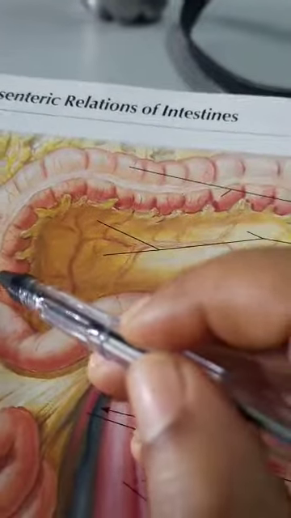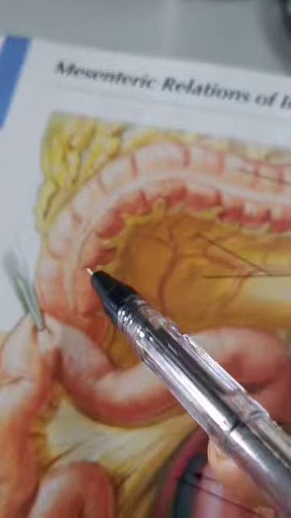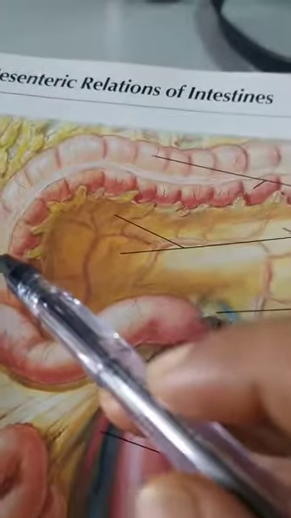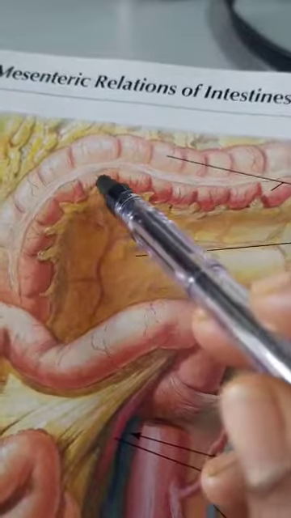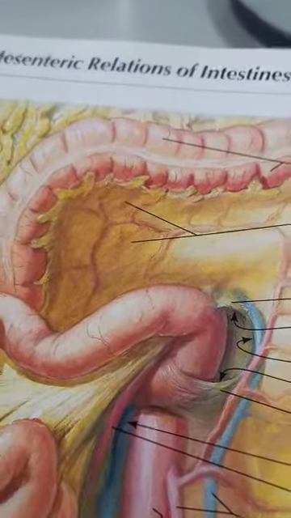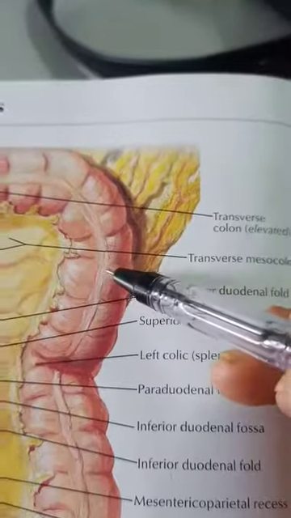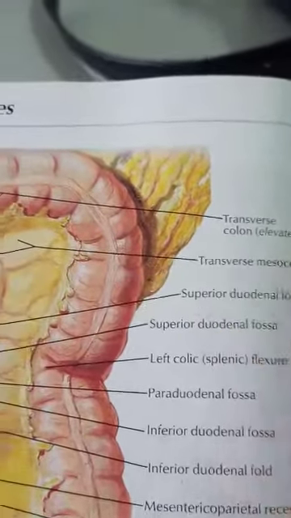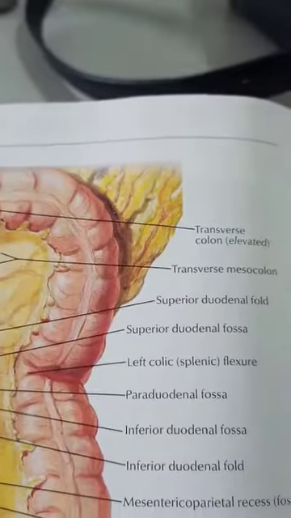Tinea coli can be seen on three sides of this large intestine, not only on one side. Here one tinea coli can be seen, medially one more, and posteriorly one more. So three tinea coli can be seen. That is the first feature of the large intestine.